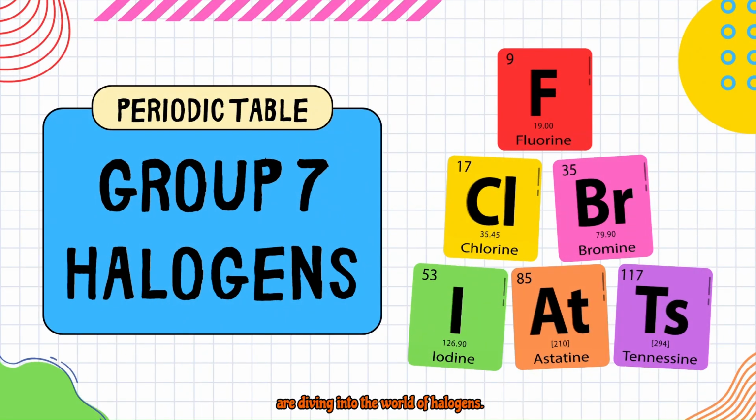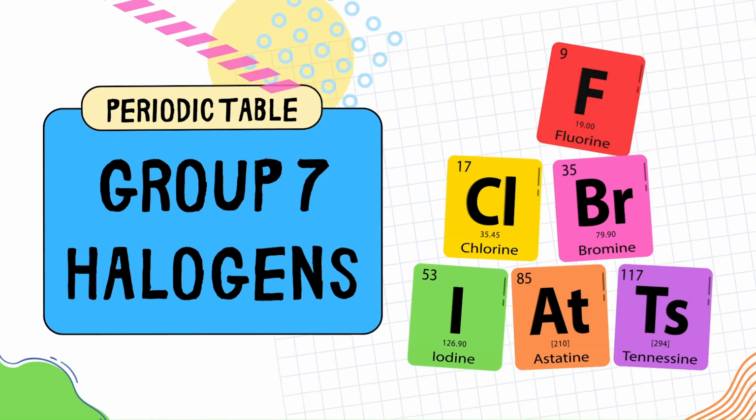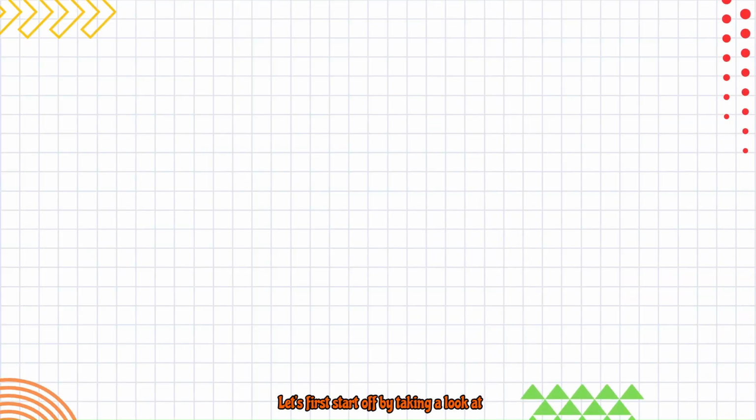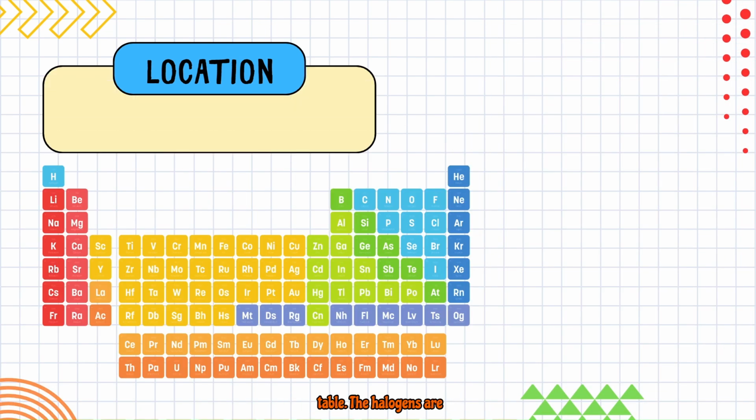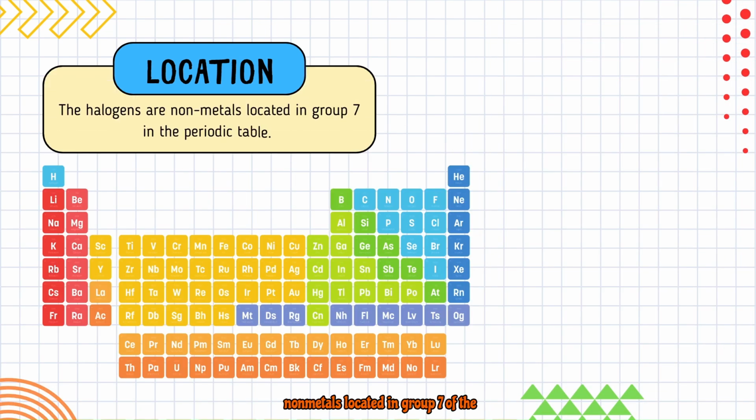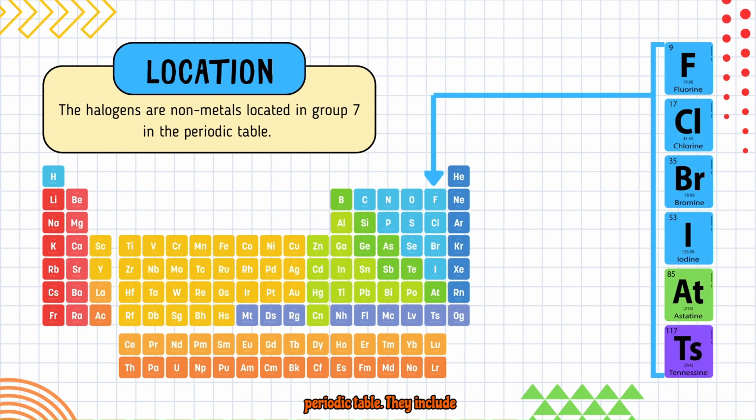Today we are diving into the world of halogens. Let's first start off by taking a look at the location of halogens on the periodic table. The halogens are nonmetals located in group 7 of the periodic table. They include fluorine, chlorine, bromine, iodine, astatine, and ternacine.